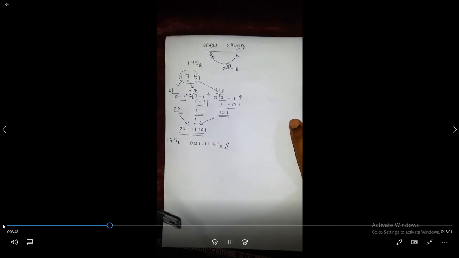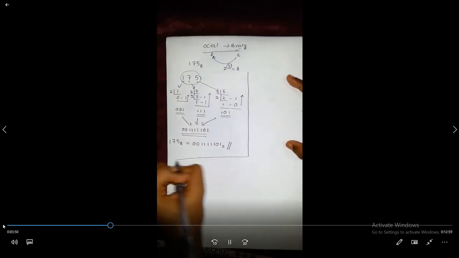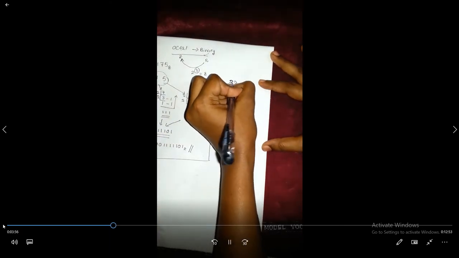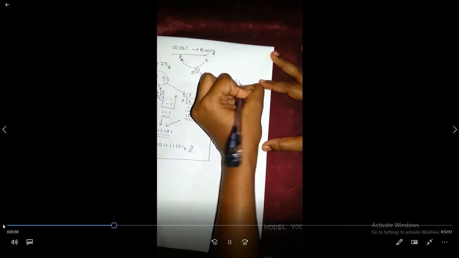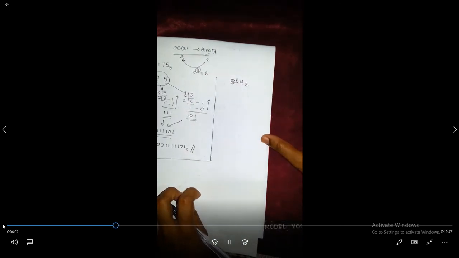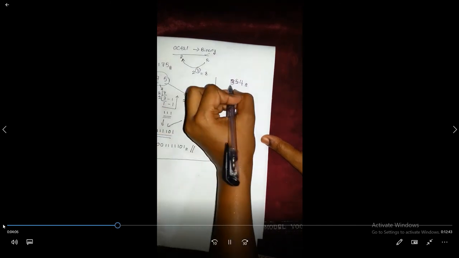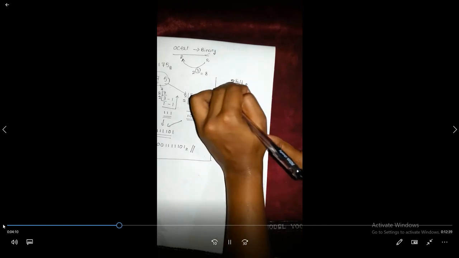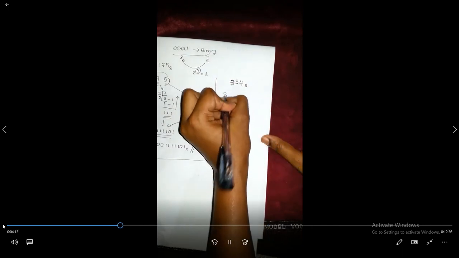Right, I'll give you another example. So let's take this as my octal number. I'm going to convert this one into its binary version. So what do I have to do? I have to write all the digits in your number separately. 354. Now I forgot about the octal thing.